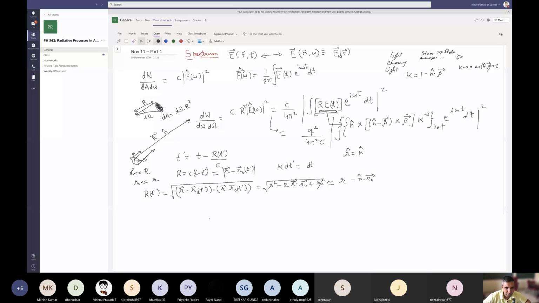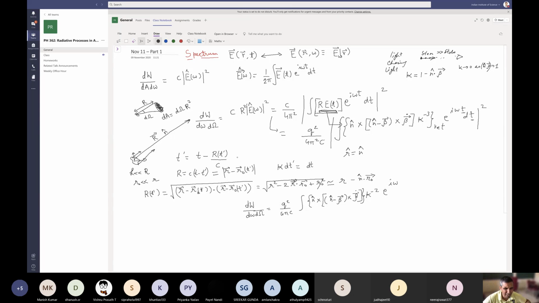Okay, good. Now we'll do a change of variable from t to t prime. So 1 by kappa dt is dt prime, and this kappa to the minus 3 becomes kappa to the minus 2. Let me write down: dW by d omega is equal to q squared by 4 pi c, integral of n hat cross n hat minus beta cross beta dot, kappa to the minus 2, e to the i omega.